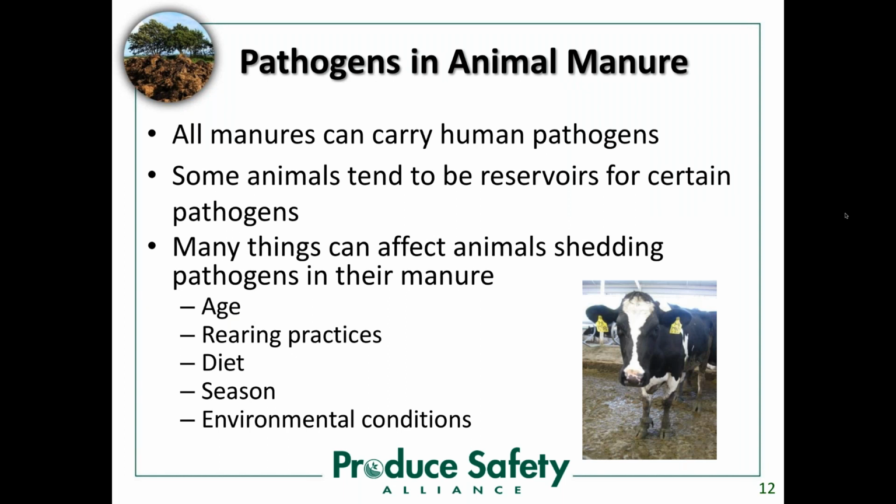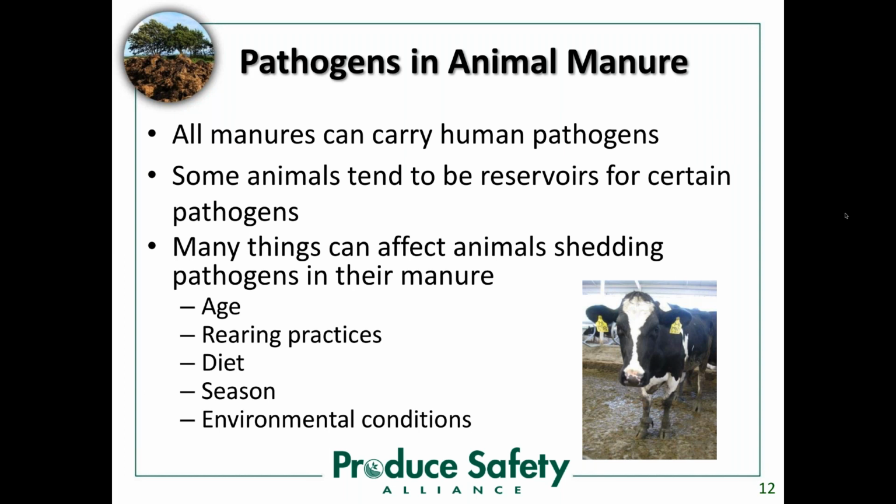Well, why is that? Because manures can carry human pathogens. Animals are reservoirs for certain pathogens. Just about any animal has pathogens. For example, poultry has a high incidence of Campylobacter and Salmonella naturally occurring in their gut. E. coli is predominant in bovine, dairy, beef, and then also in swine. So that's just something that happens.